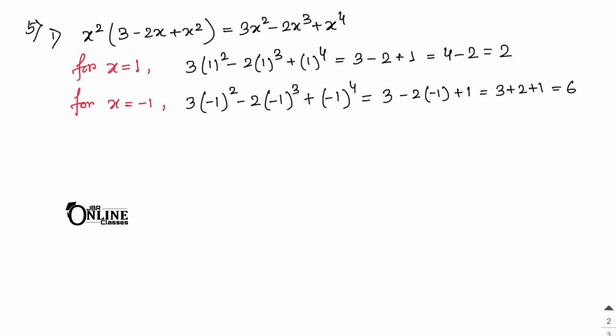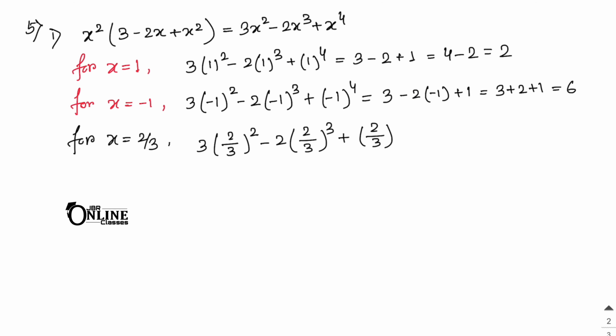Now next one, for x equal to 2 by 3. So when x equal to 2 by 3, then it will be 3 into 2 by 3 whole square, then 2 into 2 by 3 whole cube, and the last one 2 by 3 whole to the power 4. So here 3 into, now 2 square means 4 and 3 square means 9. Whenever you want to square a fraction, you have to square the numerator and denominator both. Remember that. Here numerator 2, so 2 square means 4, and denominator 3, so 3 square means 9.